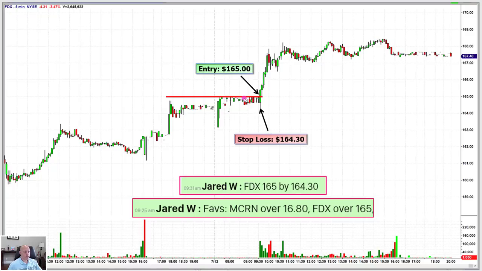FedEx. Look at this beautiful pre-market consolidation right here. Look at it. It's gorgeous, right at 165, 165, 165. Beautiful. Stop loss, 164.30, below the low. Look at this. 9:25 in the morning. That's 5 minutes before the market opens. To be clear, before the market opens, I like FedEx over 165.